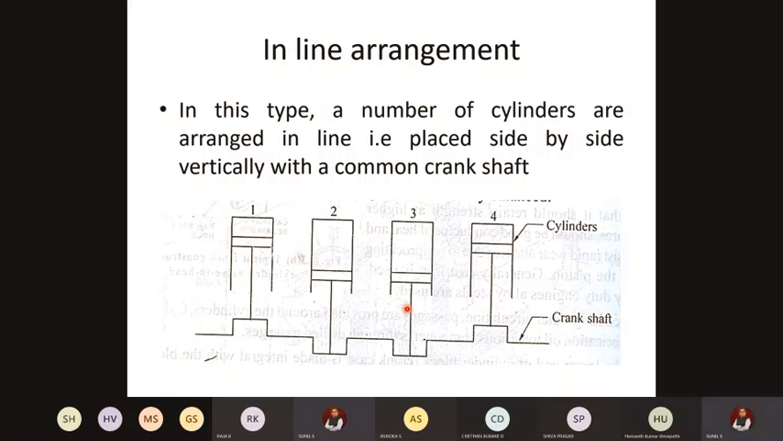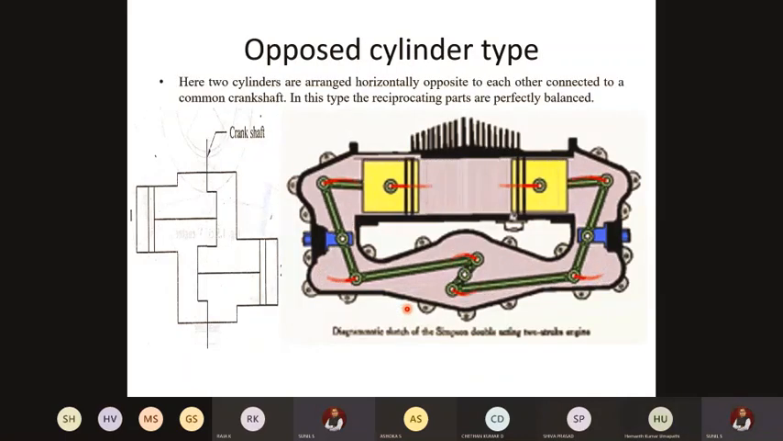Okay, shall we move to the next? Yes, sir. The next is the opposed cylinder.